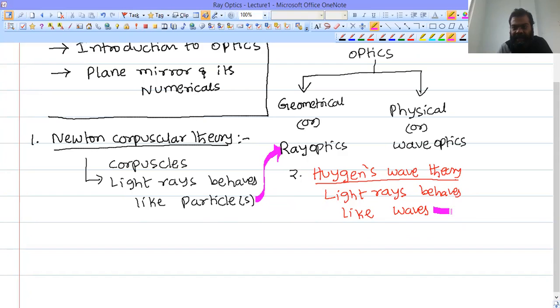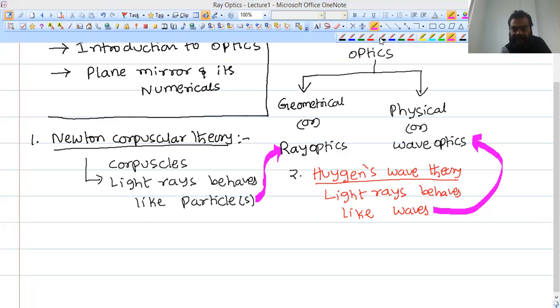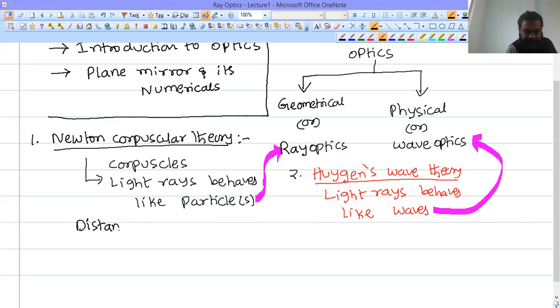And the wave nature of light we will study in wave optics. Is it clear? In ray optics, we are going to study the particle nature. Whenever it is particle nature, I will study it with respect to distance, displacement, velocity, acceleration, etc. Like these properties we are going to study.